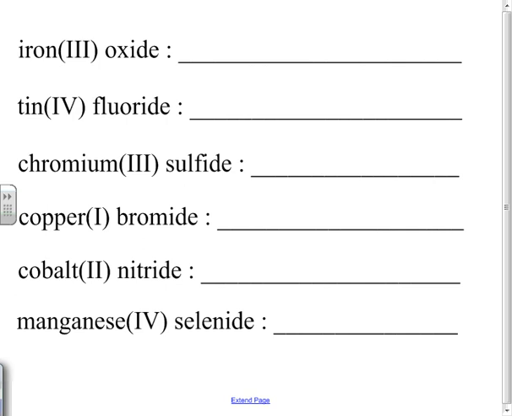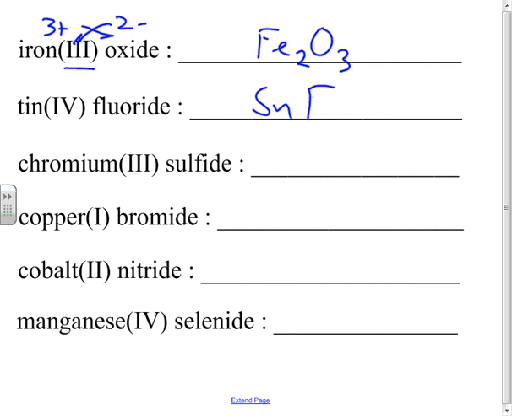Writing the formulas is fairly straightforward. Iron 3 oxide, iron is Fe, oxygen is O. Iron 3 means it has a 3 plus charge. The oxygen is a 2 minus, and then switch, so Fe2O3. Tin 4 fluoride. Tin 4 has a 4 plus charge. Fluorine is a 1 minus, so I need 1 tin 4 ion to 4 fluoride ions. That gives me 4 positives and 4 negatives.